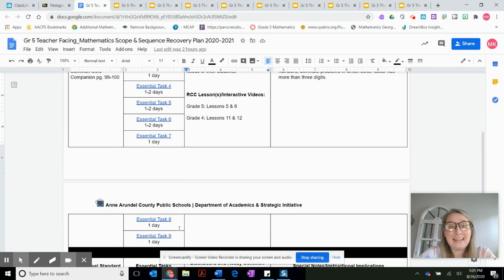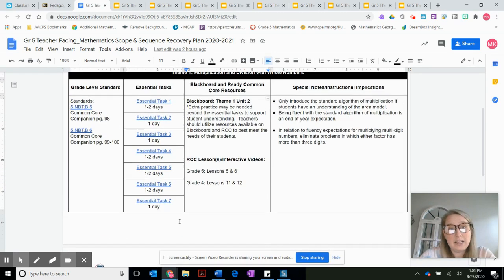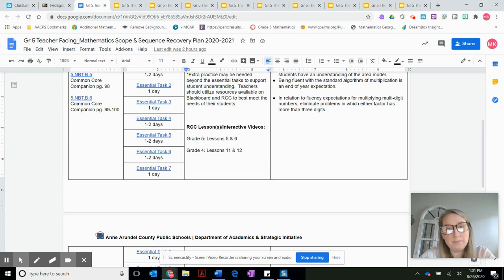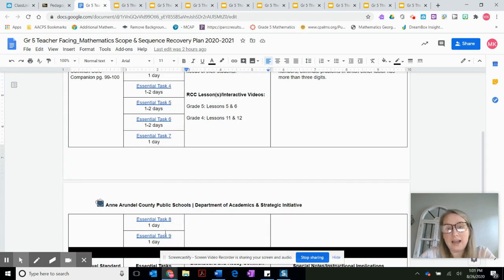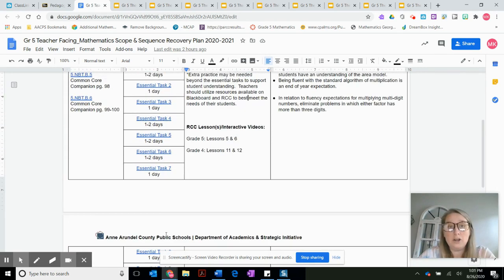So there are 9 different essential tasks. And you'll notice that each of these tasks has recommended days, right? So it might take 1 to 2 days for each task. The first 5 essential tasks are for multiplication. 6 through 9 are for division.